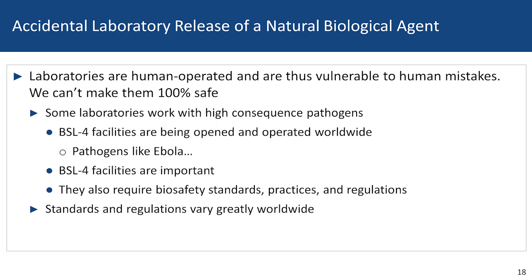Laboratories are human operated. They're thus vulnerable to human mistakes. We can't make them 100% safe. Some laboratories work with pathogens that are natural, in that they're endemic to some parts of the world, but that would be of potentially high consequence if they were released from a laboratory. These labs are the facilities that are of greatest concern for accidental releases because the consequences would be so great if something were to happen. They're called Biosafety Level 4 facilities, or BSL-4, and they're important to facilitate research on these diseases. There's a reason that they exist.